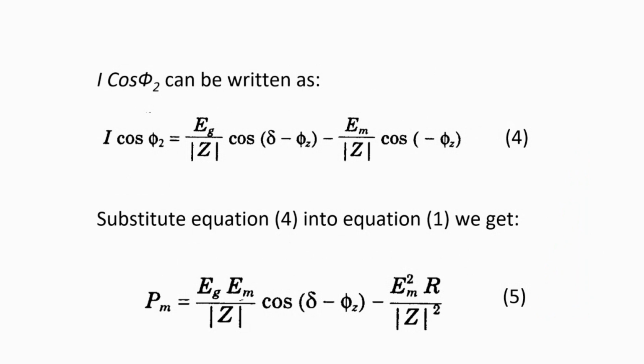Remember that we started to find the power delivered at the load site. It was Em I cosine phi 2. I already have I cosine phi 2. If I multiply it by Em, I'll be getting the power Pm. So the same equation will be multiplied by Em, and we'll be getting this equation. The power delivered at the motor side equals Eg Em over the magnitude of Z times cosine of delta minus phi Z, minus Em squared R divided by the magnitude of Z squared.